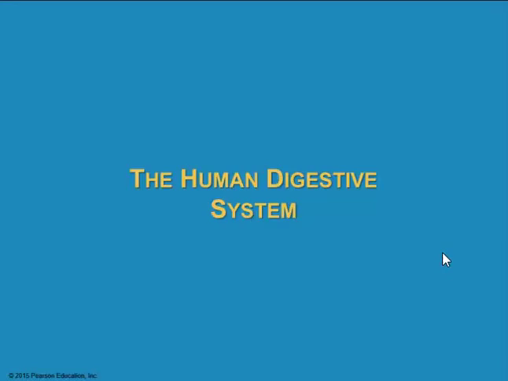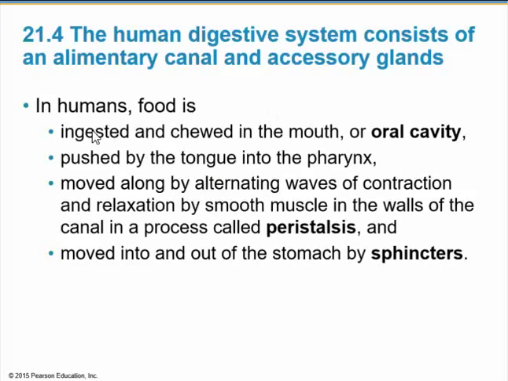The human digestive tract is very specialized and very efficient and effective. Food is ingested and chewed, mechanical digestion, by the teeth in the oral cavity. When we swallow, we push it into our throat, the pharynx, and it's pushed along by a process of contraction and relaxation of smooth muscle called peristalsis into the esophagus. Where the esophagus joins the stomach is a valve called the cardiac sphincter. It opens and the food goes into the stomach.